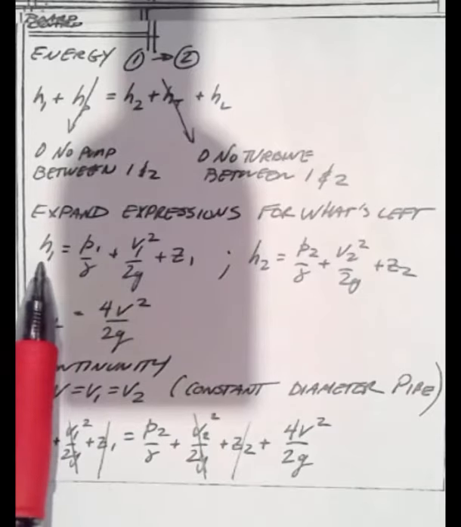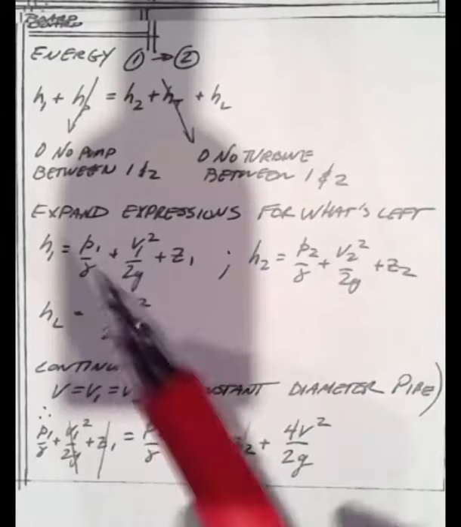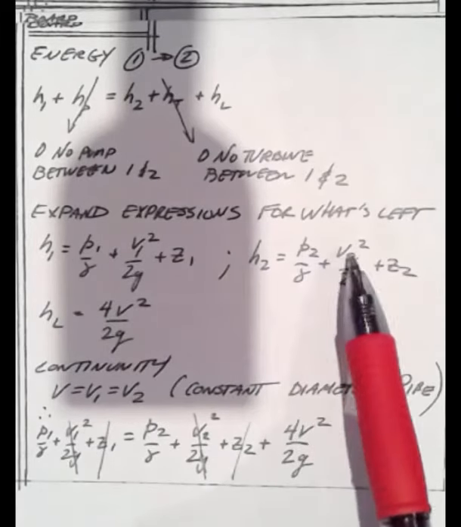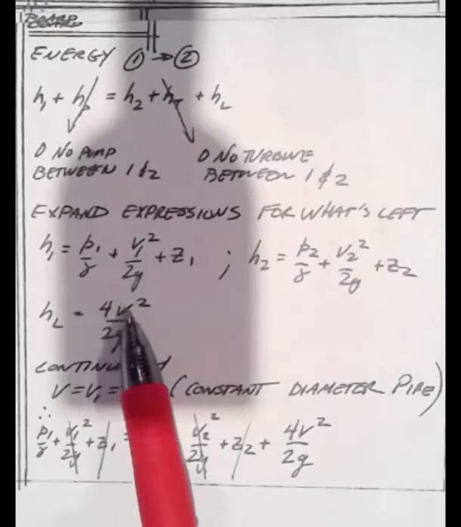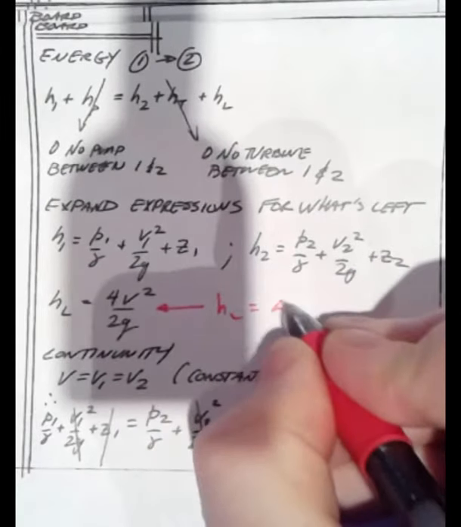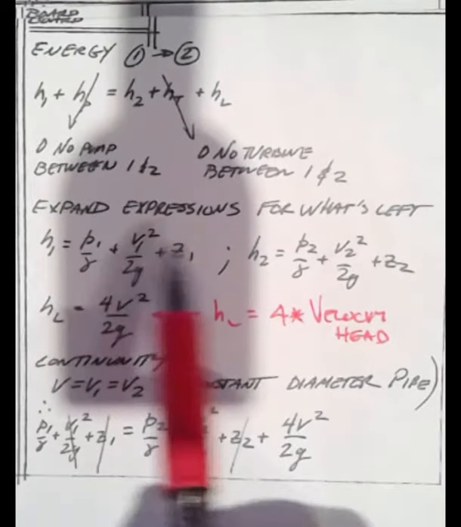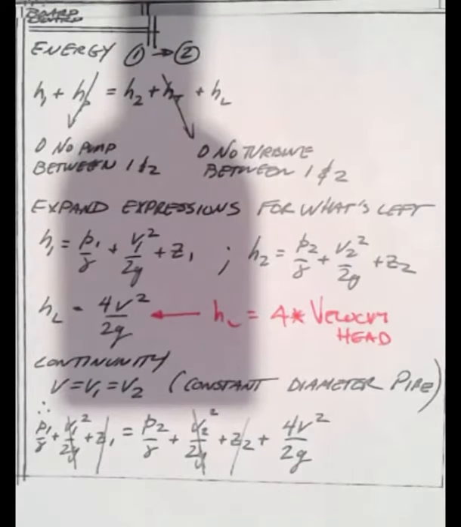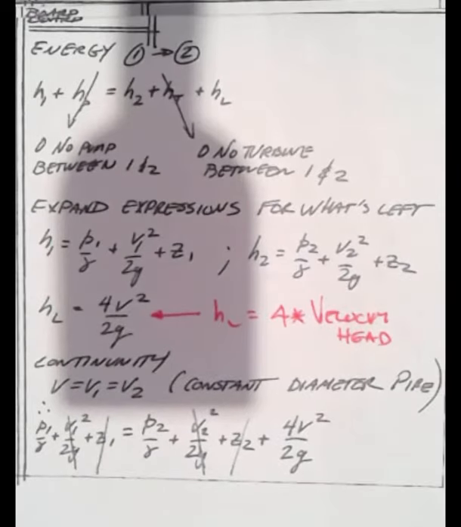We can expand the expression: H1 is P1 over gamma plus V1 squared over 2g plus Z1. We'll assume it's turbulent. H2 is P2 over gamma plus V2 squared over 2g plus Z2. Head loss is 4 V squared over 2g. We were told that in the problem statement. Head loss is 4 times velocity head. Obviously, it begs the question, do you use V1 or V2? Since it's a constant diameter pipe, it's the same. Continuity will tell us that V1 equals V2, constant diameter pipe.